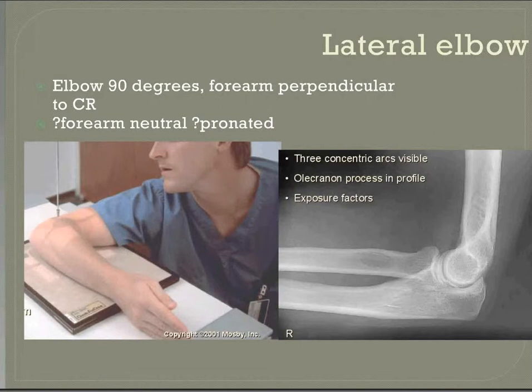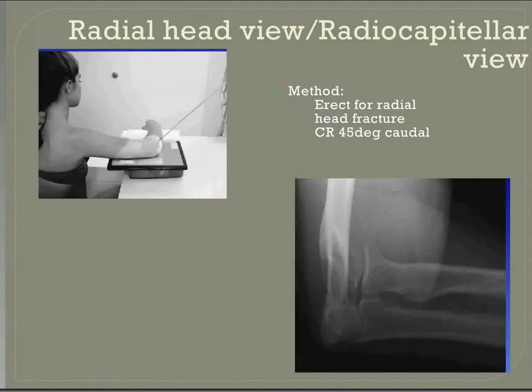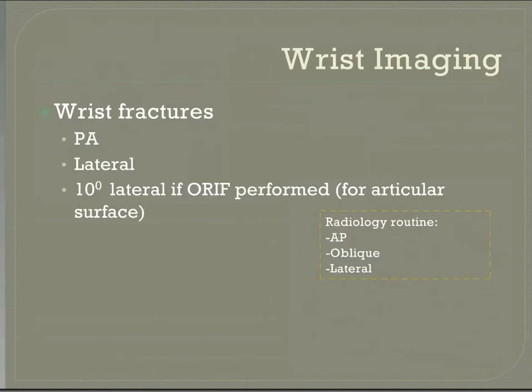A radial head view is done with the patient seated again, and with a caudal tilt of the central ray to get a good view of that proximal radius. And wrist fractures, so wrist injuries, the routine is to do a PA and a lateral view, and the radiology department also routinely do an oblique AP.